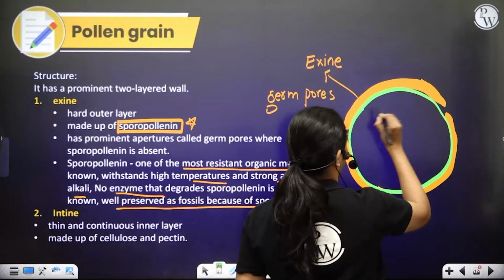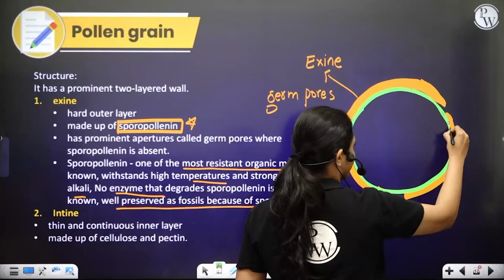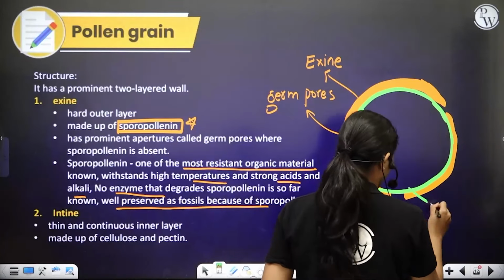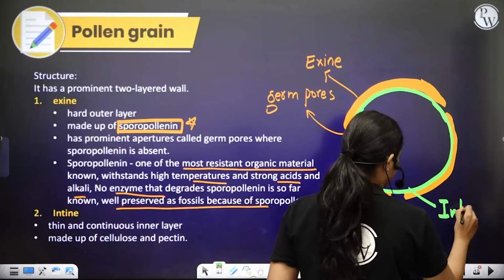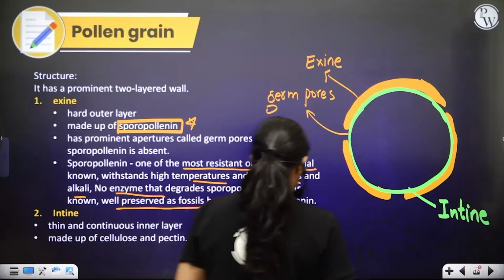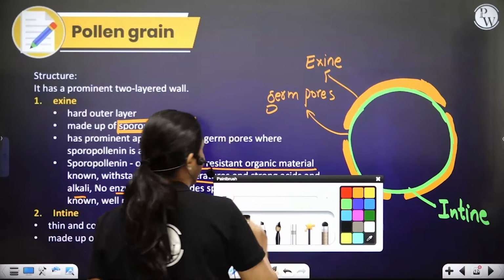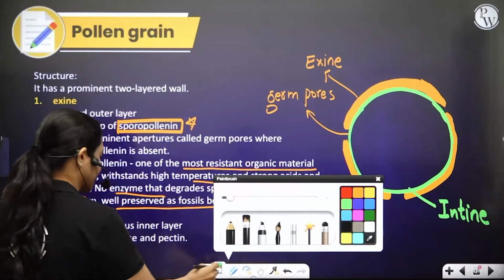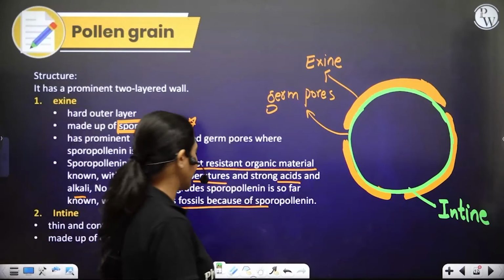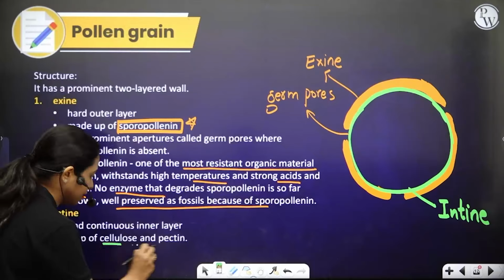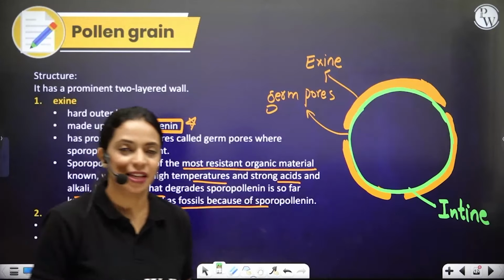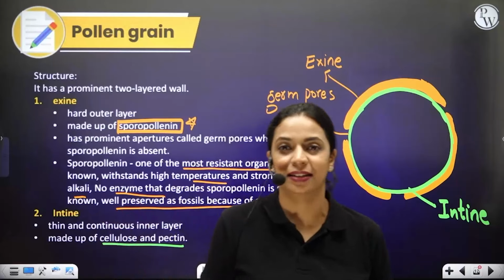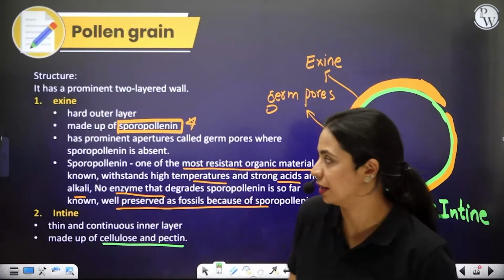That's about the exine. Now let's talk about the inner wall, which is the intine. Whatever I'm drawing in green color, this is the intine. The intine compared with the exine is a little thin, and also it is a continuous layer that is made up of cellulose and pectin. Similar to other plant cells, the cell wall here, the intine here, is made up of cellulose and pectin.